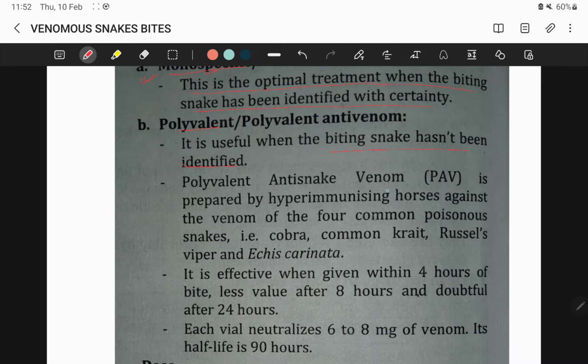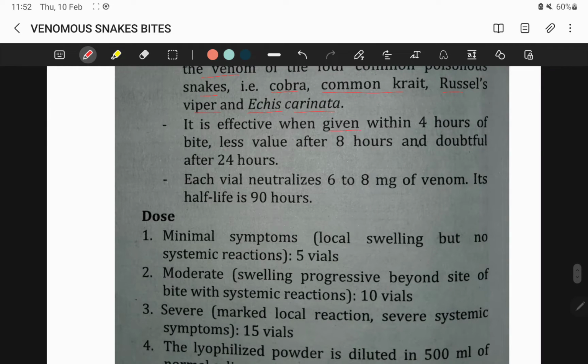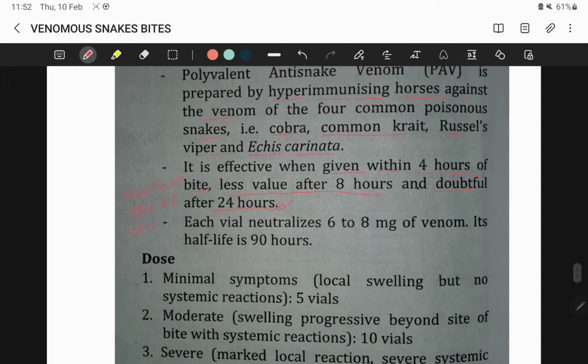Polyvalent anti-snake venom is prepared by hyperimmunizing the horse against the venom of the 4 common poisonous snakes, that is cobra, common krait, Russell's viper, and Echis carinatus. It is effective when given within 4 hours of the bite, of less value after 8 hours, and doubtful after that. After 24 hours, you don't know if the person will survive or not. Each vial neutralizes 6 to 8 milligrams of venom, and its half-life is 90 hours, so you have to calculate in that way.